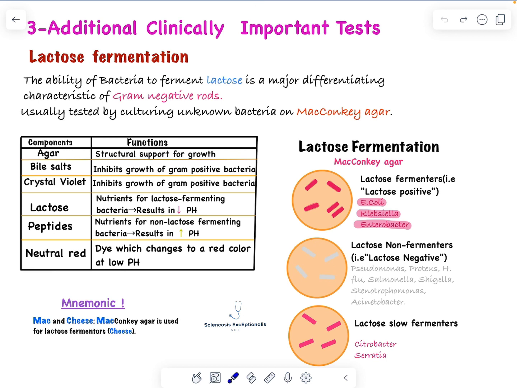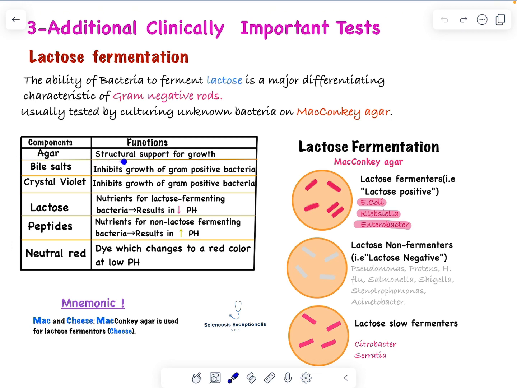Lactose fermentation is a major differentiating characteristic of gram-negative rods. It is used to differentiate gram-negative rods, and it is usually tested by culturing unknown bacteria on MacConkey agar. What are the components of MacConkey agar and what are their functions?